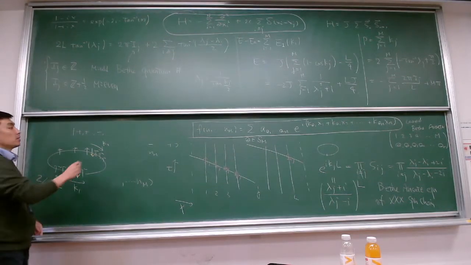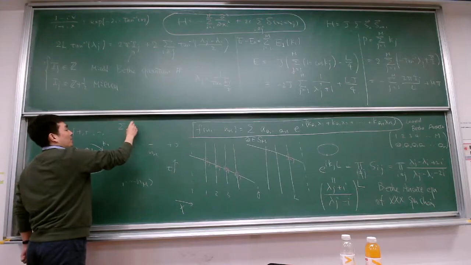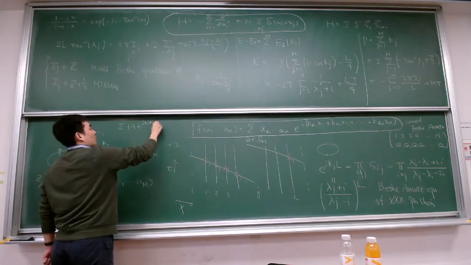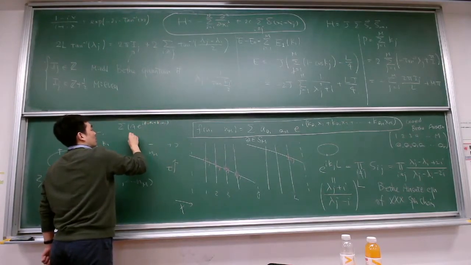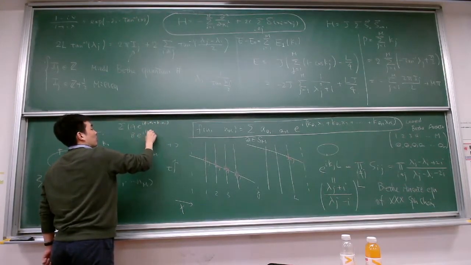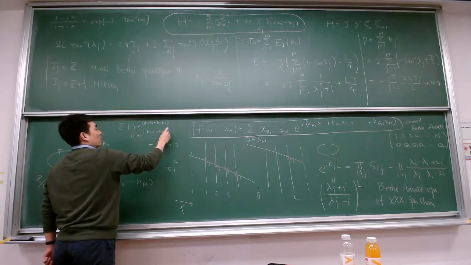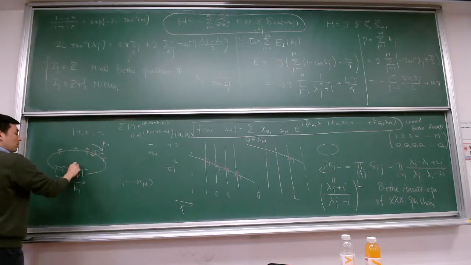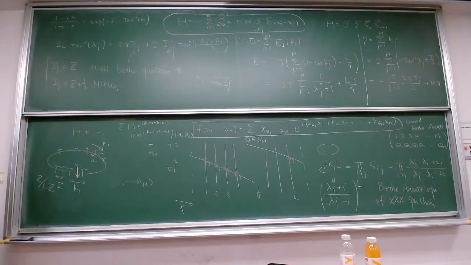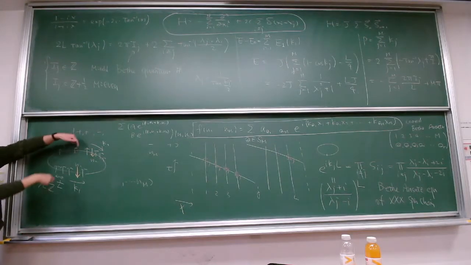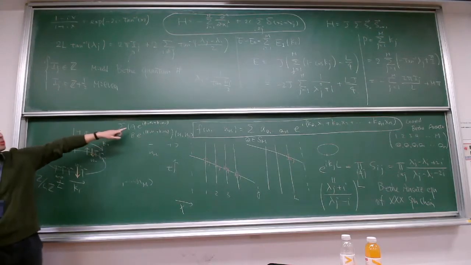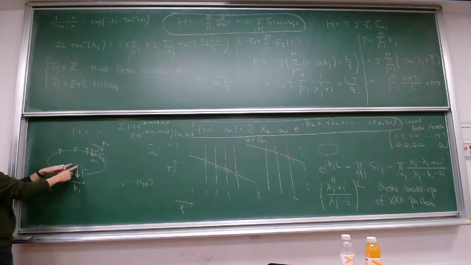So you have the sum of A e to the i (k1 n1 + k2 n2) plus B e to the i (k2 n1 + k1 n2), where n1 and n2 are the positions of the two particles. So you can have a momentum, and the ratio between A and B comes from n1 and n2 being exchanged.